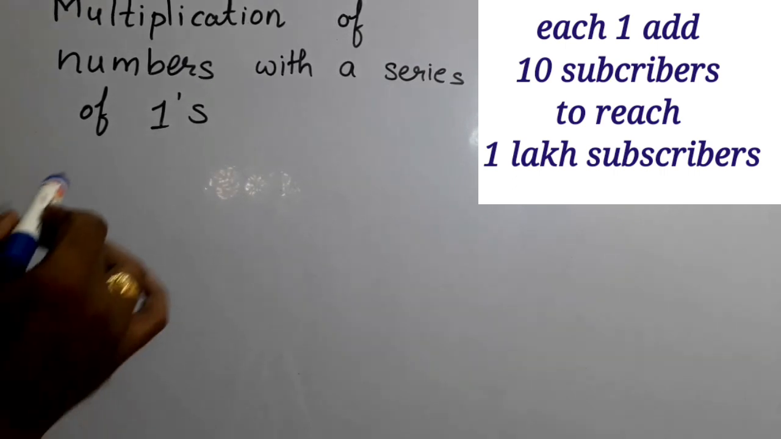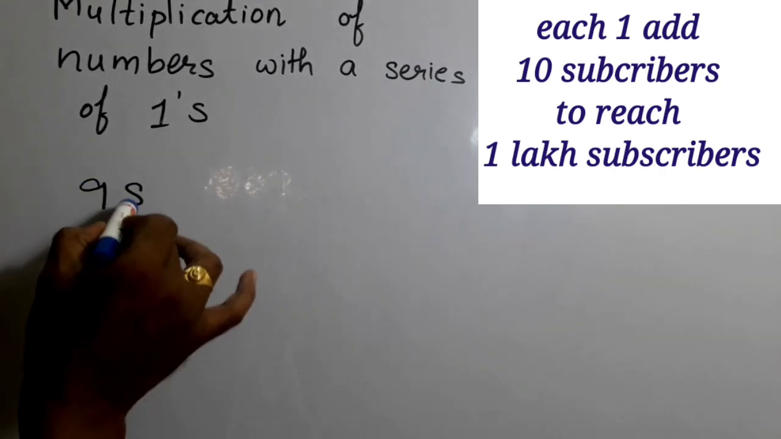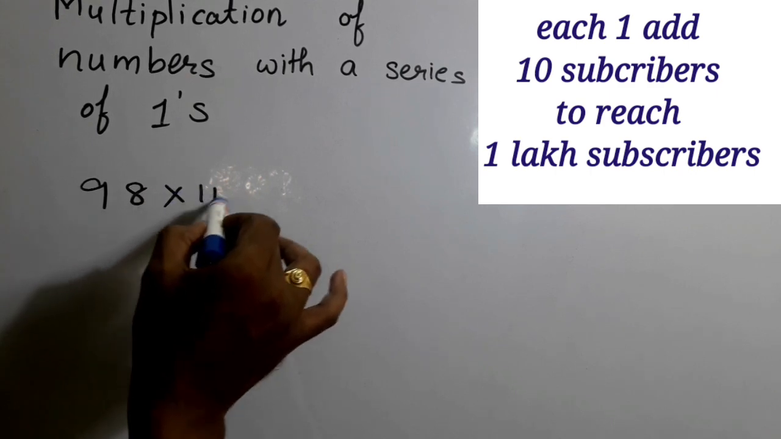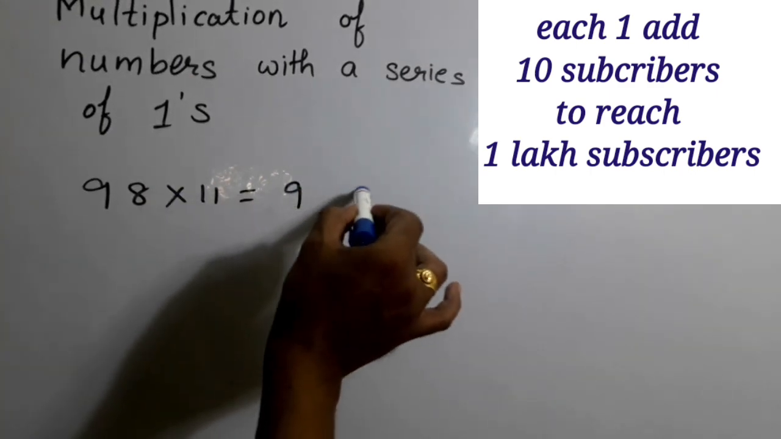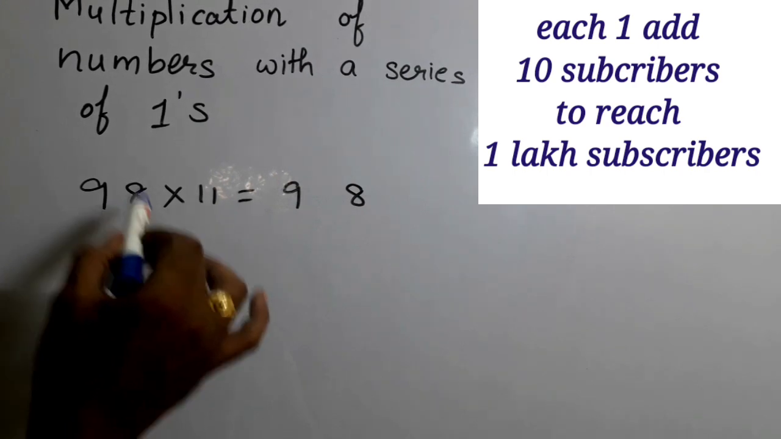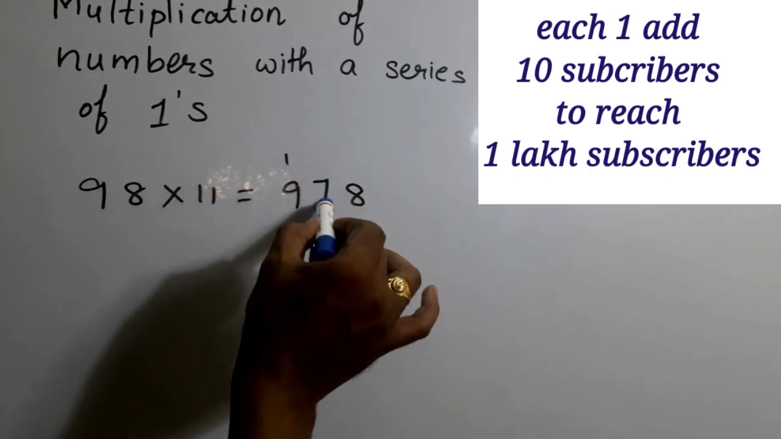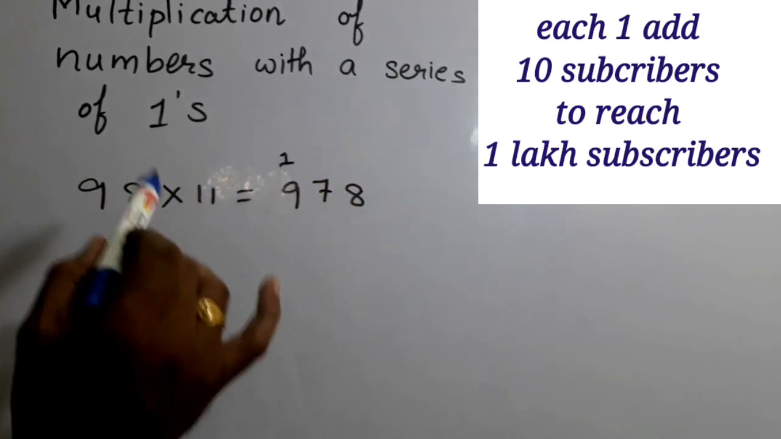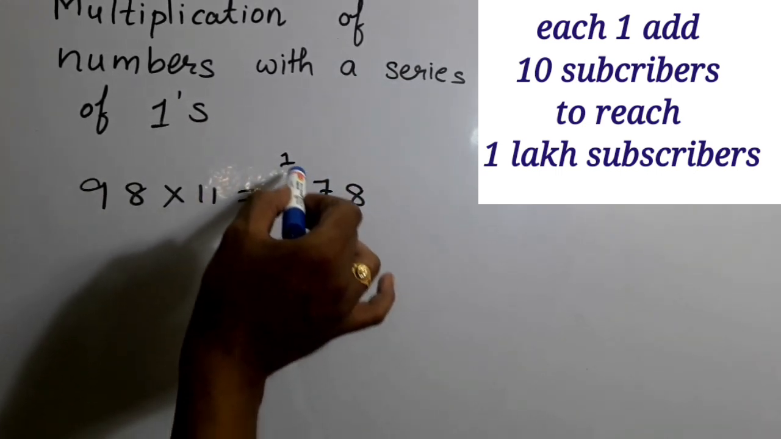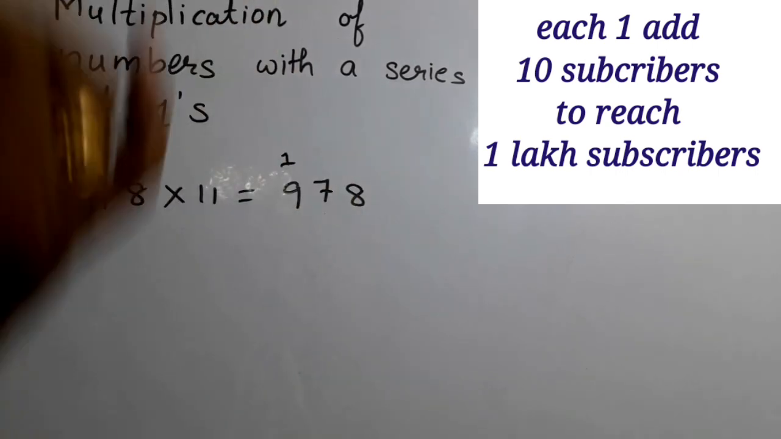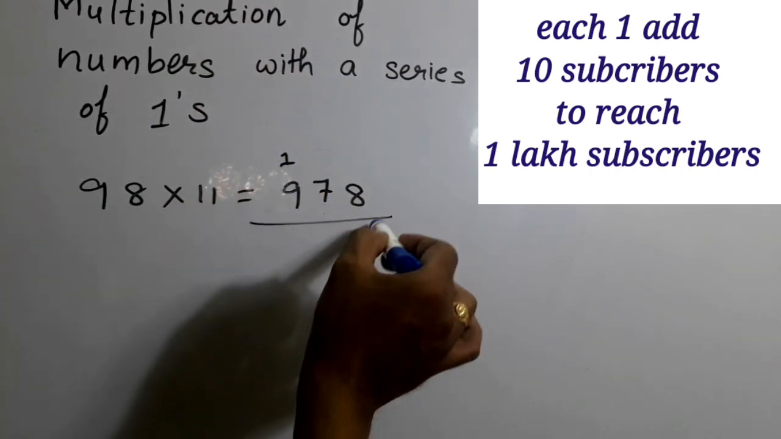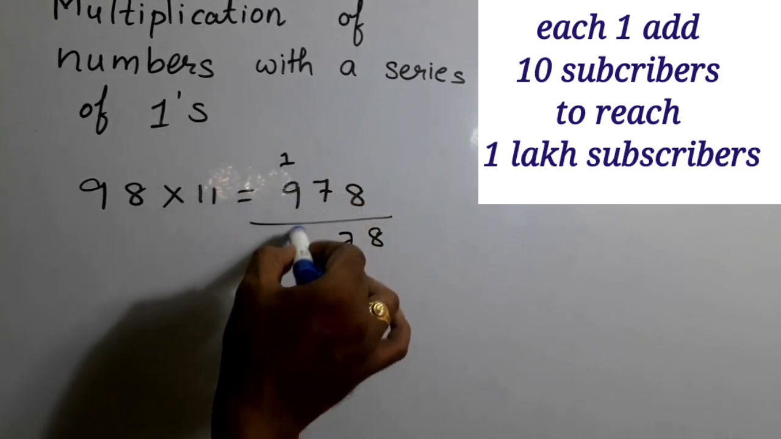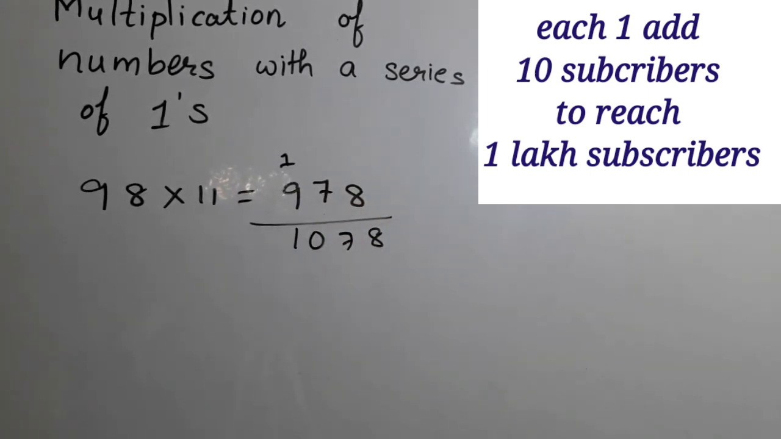One more example. For example, 98 into 11 we have to do. 9, 8 common. 9 plus 8 is nothing but 17. 7 here, 1 should be written here. 17 means don't write 17 as it is. 7 right here, 1 should be forwarded here. So how much total? 8, 7, 9 plus 1 is nothing but 10. 1078. So like that we can write the answers within fraction of seconds.